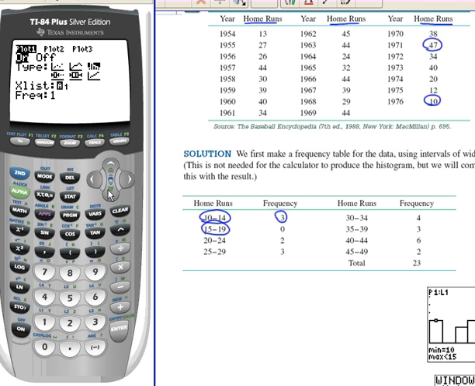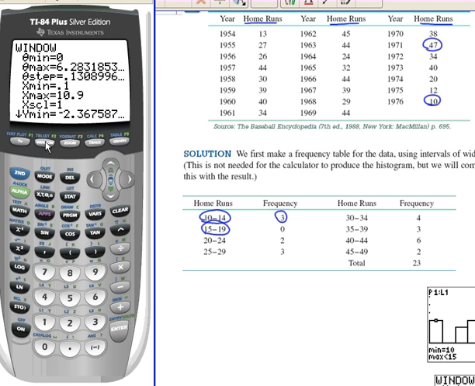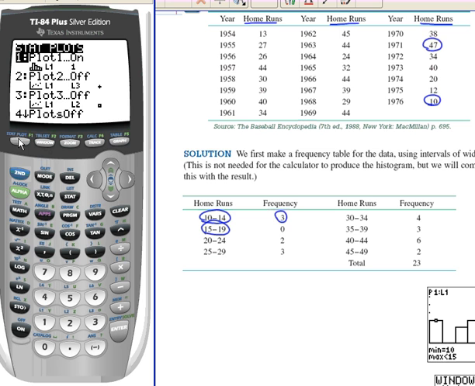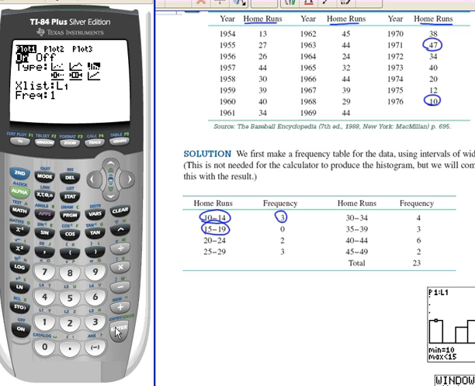Now I'm going to hit my window button. Oh, that's not what I wanted. Uh-oh, did I forget how to do this? Maybe I need to go back. Oh, it's not the frequency. Frequency is 1.